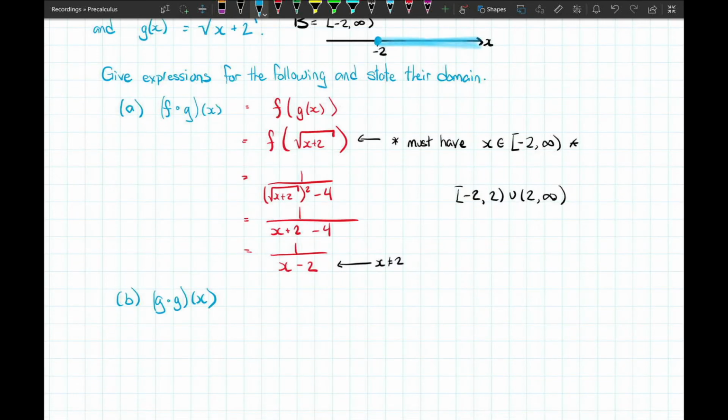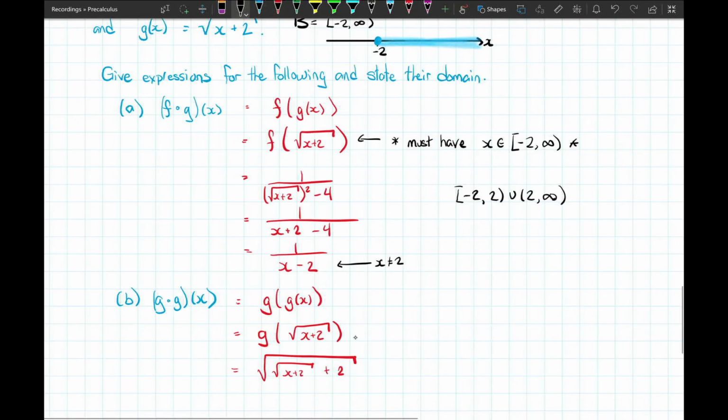All right, well, now let's try g of g of x. Okay, it may look a little bit strange the first time you see that. We are evaluating g at g evaluated at x. So we're really just plugging the expression for g of x, square root of x plus 2, into square root of x plus 2. So we end up with the square root of the square root of x plus 2, plus 2.